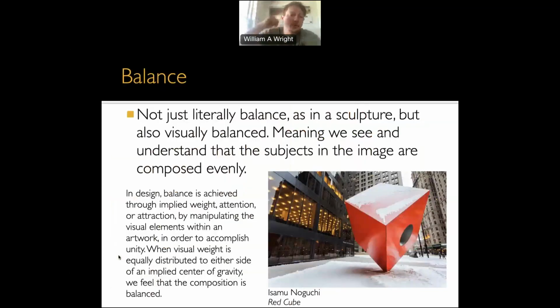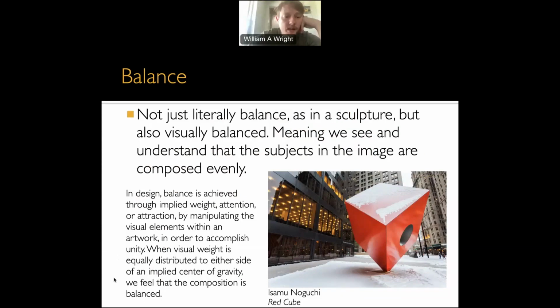That's number one. Number two is balance. It is not just literally balance as in sculpture, but also visual balance. So there's literally making sure something doesn't fall over, or making it look like it is falling over, but you bolt it down or secure it so that it's not. That's literal balance. But we're talking about compositional balance here, meaning we see and understand that the subjects in the image are composed evenly, or remember, you could say unevenly, sort of on purpose, right? To create an emphasis, or we'll talk about that later too.